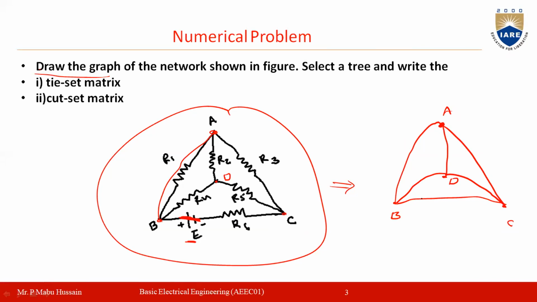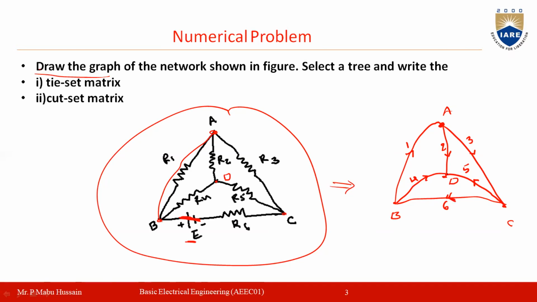Now this is not an oriented graph. Why? Because here the direction of currents in each branch is not known. You also represent the branches with numbers: 1, 2, 3, 4, 5, and 6, like that. Now if you give the directions for this, then you will get the oriented graph. These directions are arbitrary; you can choose any direction. So now this is the graph of the given network.